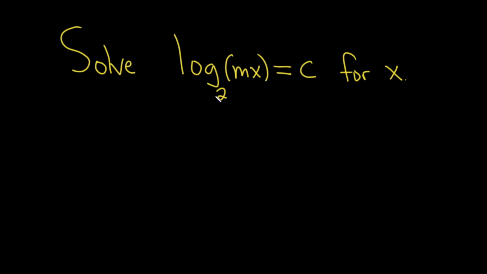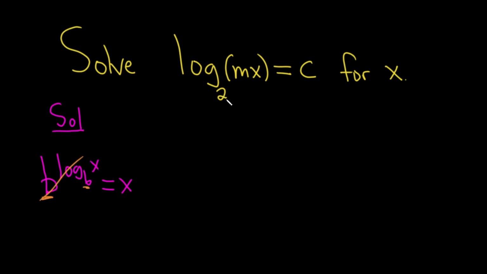Solve log base 2 of mx equals c for x. Solution. So we have to find x, but it's trapped inside this logarithm. So the goal is to get rid of the log. So in general, if you have b to the log base b of x, this is equal to x. So whenever these bases match, this b and this b, this goes away and you just get x.